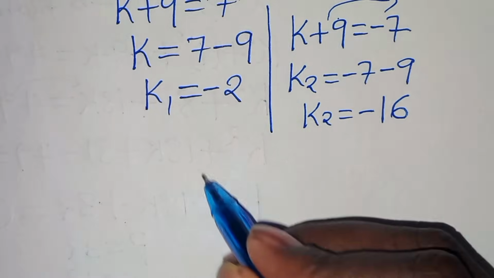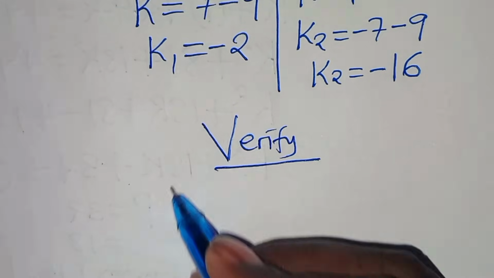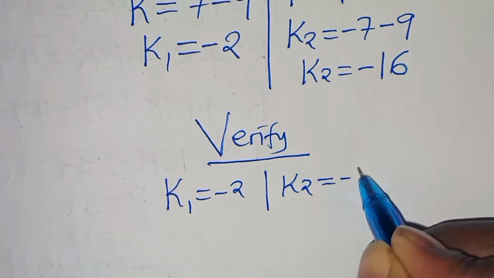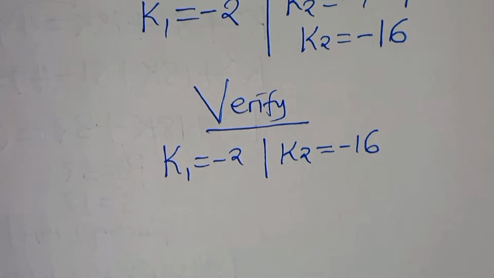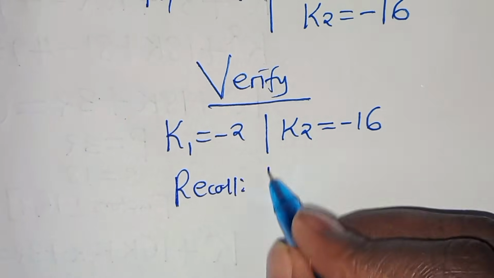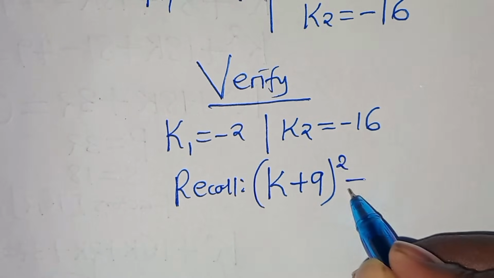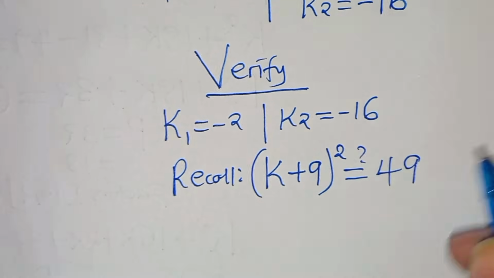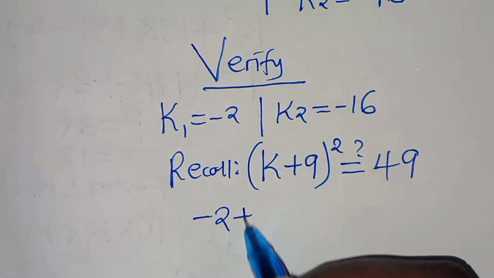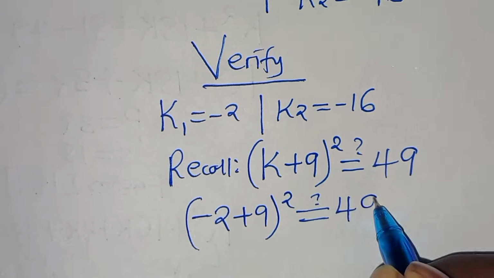So let's verify that k1, which is minus 2, and k2, which is minus 16, satisfies the equation. Now, if you recall, we have that k plus 9 raised to the power of 2. This is supposed to give us a value of 49. So let's start with k1, which is minus 2. So we have minus 2 plus 9 raised to the power of 2. This is supposed to give us a value of 49.